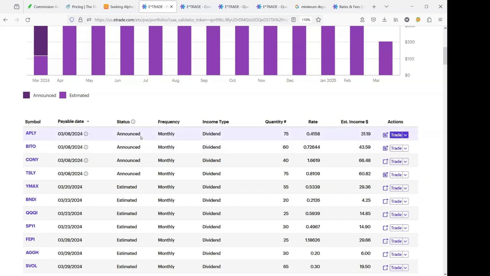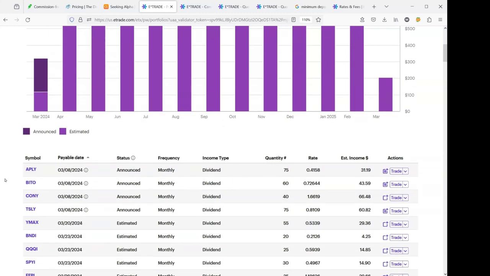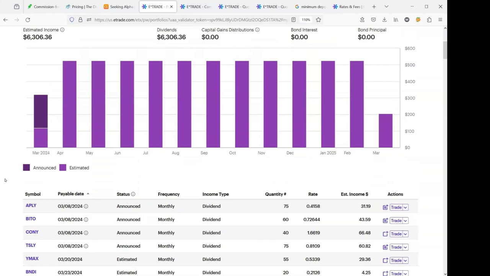Now, announced means that this is a sure thing. You're going to get this money. And then the estimated is basically a guess of how much you're going to get. So when you see announced, you can take that money to the bank, and eventually you will. And it gives you the pay date that it hits your account.